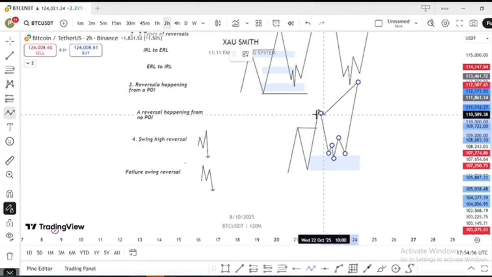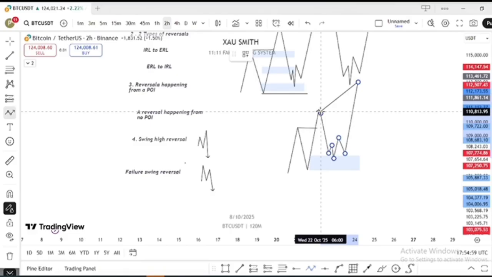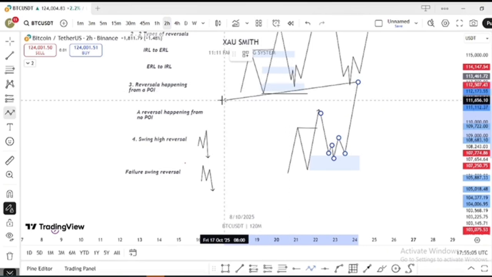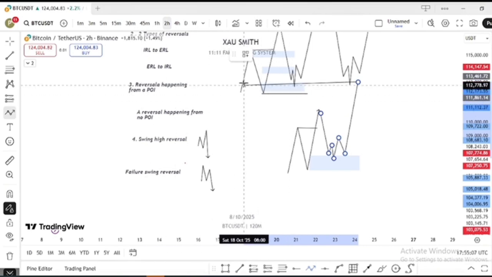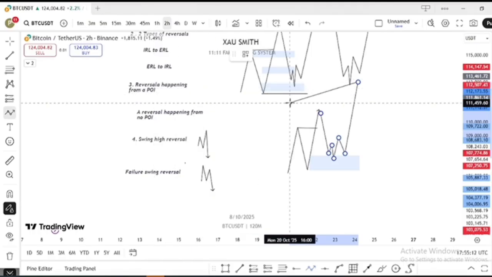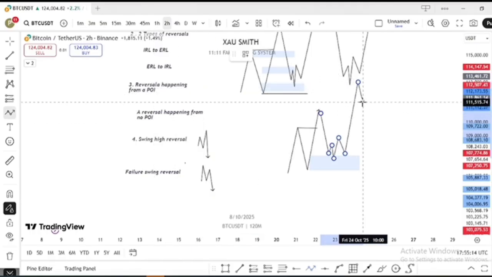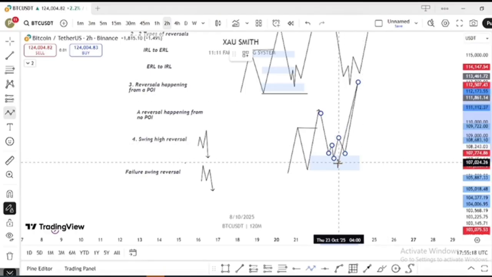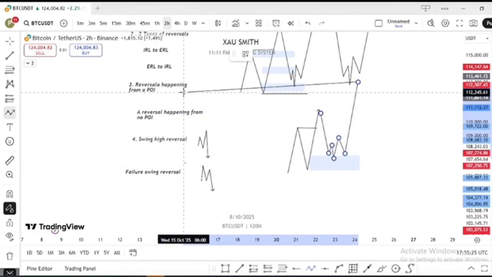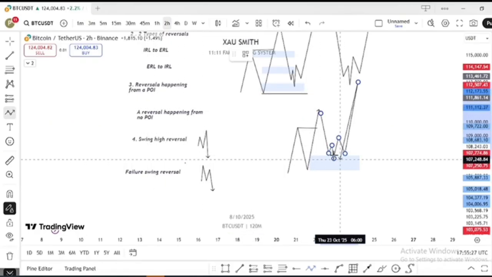But whenever market takes out an external range liquidity, usually at all-time highs, like the BTC trade I took, market wasn't reacting from any point of interest. Because market was at the all-time high, it wasn't reacting from any point of interest, right? So at that moment, it's always risky because market is not reacting from any key level. But in this case, market is reacting from a key level or a point of interest, right?